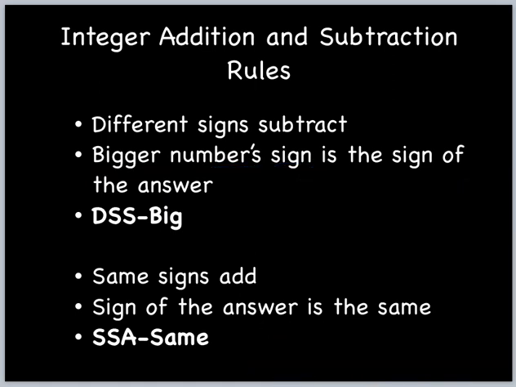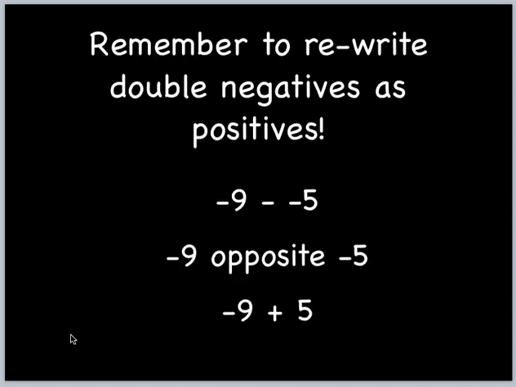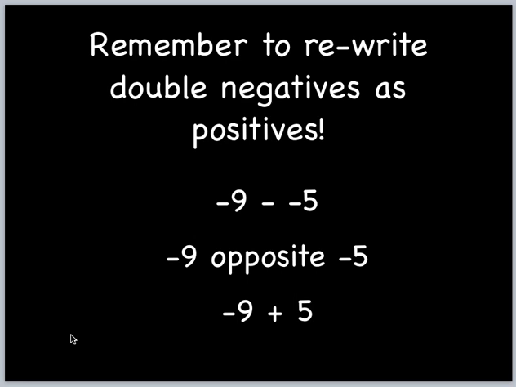So let me erase that one and let's proceed to the next slide. So remember to rewrite double negatives as positives. Don't forget that. So when you see a negative 9 minus a negative 5, you rewrite this one first before you apply whether it is DSS big or SSA same. So the first example, we have negative 9 and the opposite of negative 5, that is plus 5. Therefore, is it SSA same or DSS big?